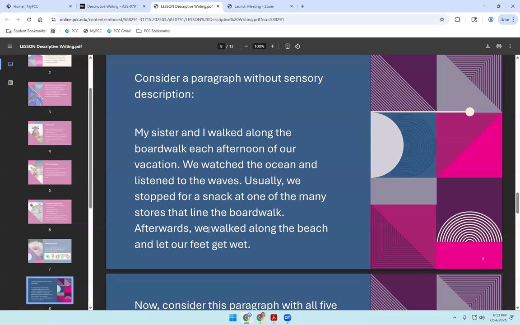Let's look at an example that has no sensory description at all here. My sister and I walked along the boardwalk each afternoon of our vacation. We watched the ocean and listened to the waves. Usually we stopped for a snack at one of the many stores that line the boardwalk. Afterwards, we walked along the beach and let our feet get wet. This paragraph absolutely tells us what they did. In what kind of organization is this, do you think? Is it moving through time? Is it moving through space?